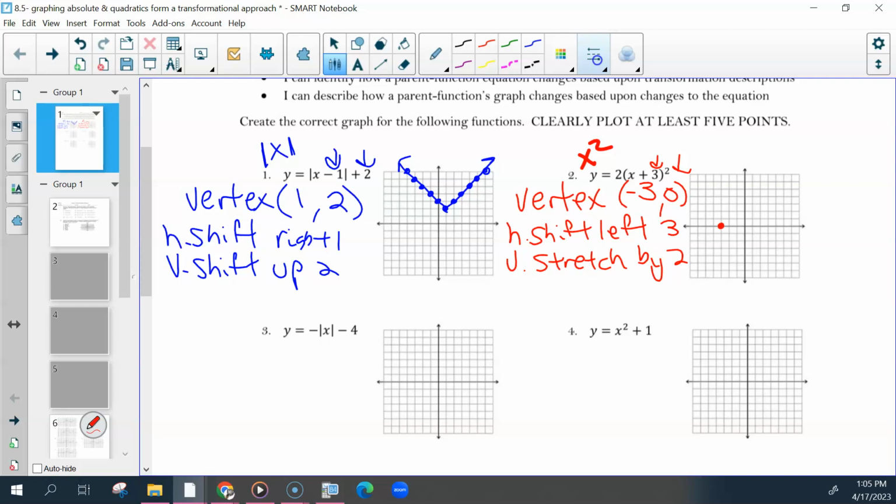So your original, and you could graph that to find your original, you would go right 1, left 1, right 1 and up 1, and left 1 and up 1. But your y values are being stretched vertically, so instead of going up 1, you're going to go up 2. So to the right 1, up 2. To the left 1, up 2.